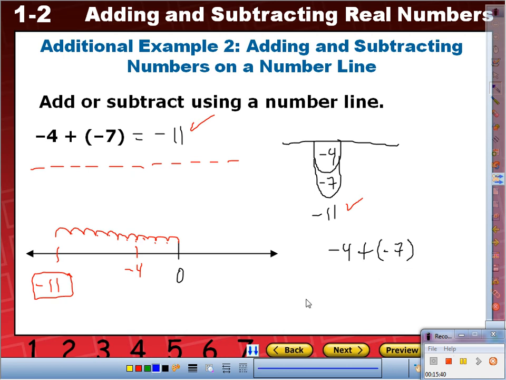Let's see. Absolute value of negative 4, 4. Absolute value of negative 7, 7. Are they the same sign? Yes. In this case, we add these two. So 7 plus 4, that's 11. And what is the sign on both of them? Negative.